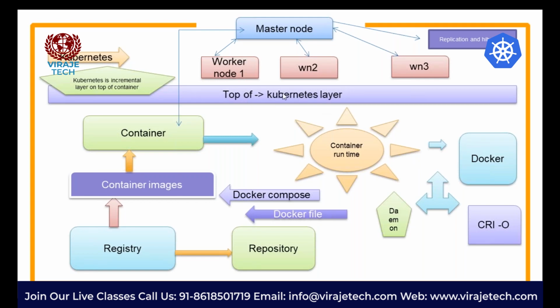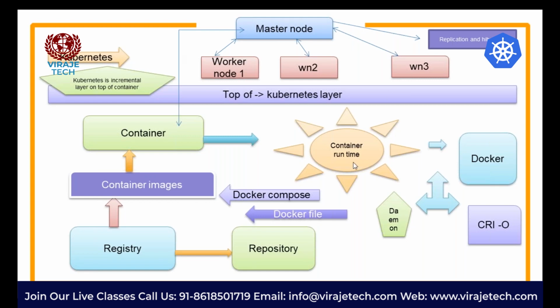Okay, so Kubernetes is an incremental layer on top of the container. Suppose there is one master node and other nodes: node 1, node 2, node 3. The reason we create this architecture is so that we can build a replication and highly available model.